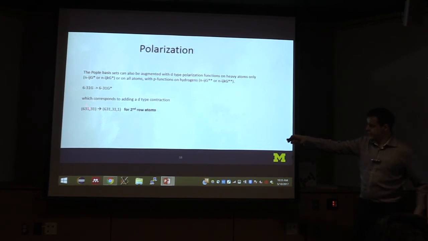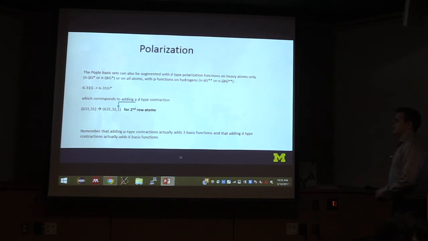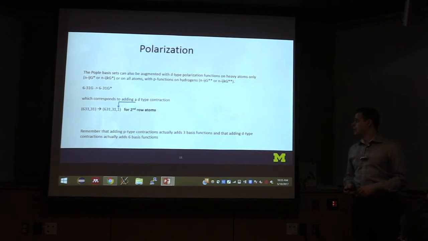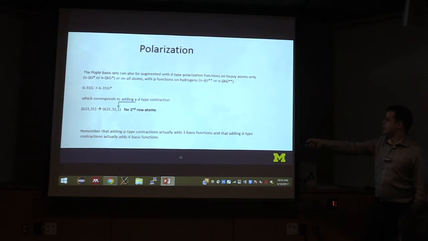So this can be represented in this notation. These are our S contractions. These are our P contractions. And we're adding that D-type contraction there. It goes S, P, D. Remember that adding P-type contractions adds 3 basis functions per orbital, and D-type adds 6 basis functions per orbital.